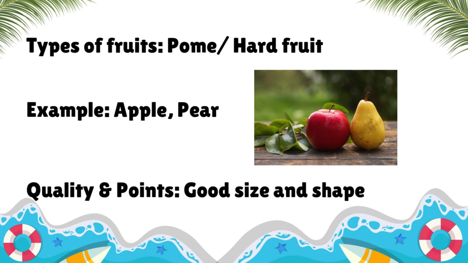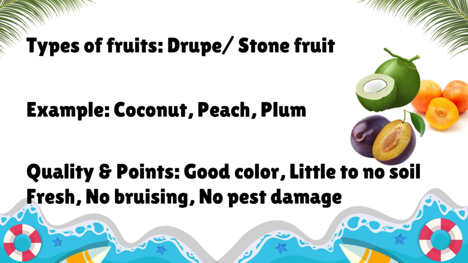Types of fruits. Pome or hard fruit. Example: apple, pear. Quality and points: good size and shape. Drupe or stone fruit. Example: coconut, peach, plum. Quality and points: good color, little to no soil, fresh, no bruising, no pest damage.